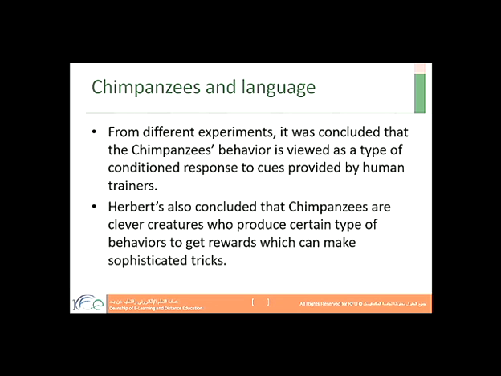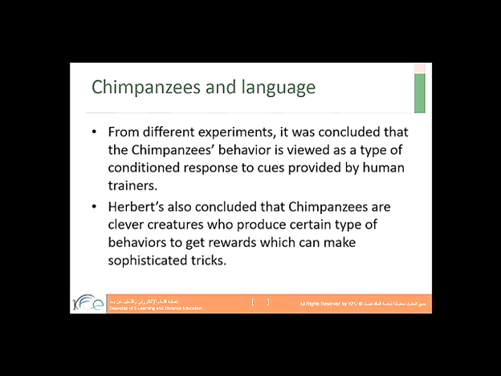From different experiments, it was concluded that the chimpanzee's behavior is viewed as a type of conditioned response to cues provided by human trainers. So if they get the stimulus, or what they want to get, they can respond. For example, if they get food, they will respond. So we can consider food as a cue to respond.